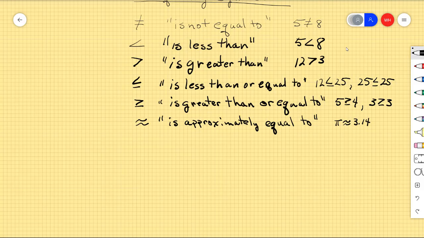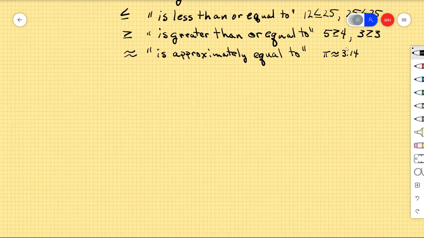All right, let's take a look at some inequality statements so we can graph some intervals. So x is greater than -2. So what does that mean? Well, it means that x is some number that is bigger than -2.